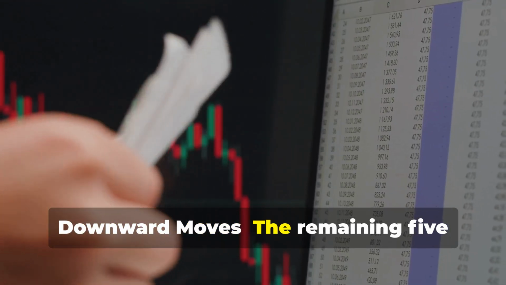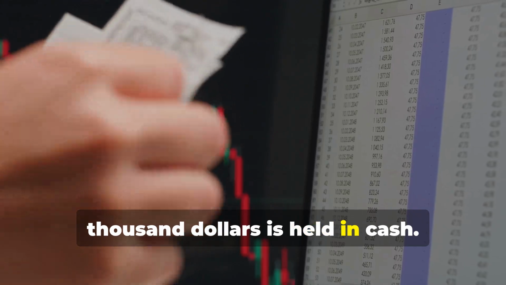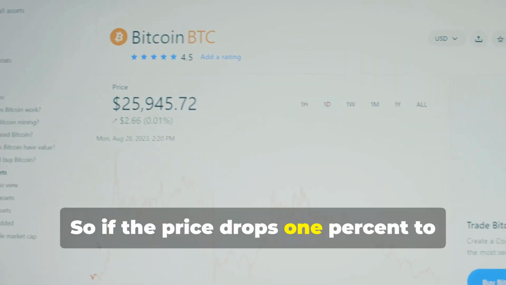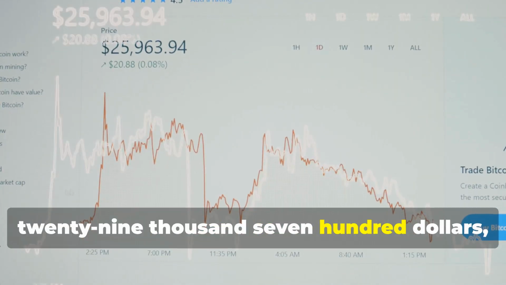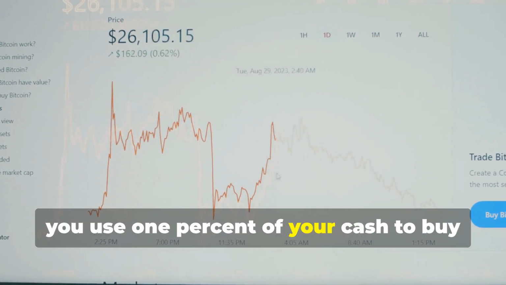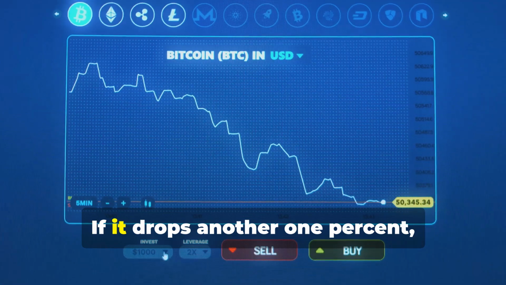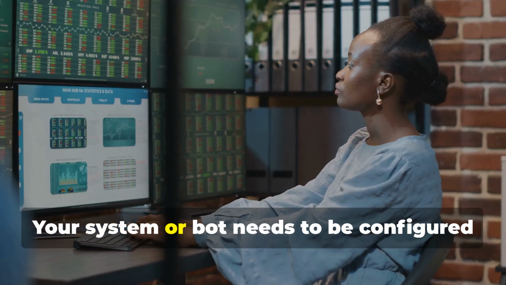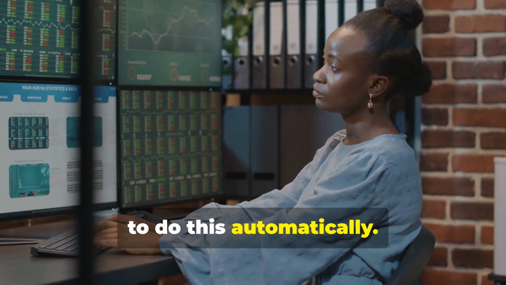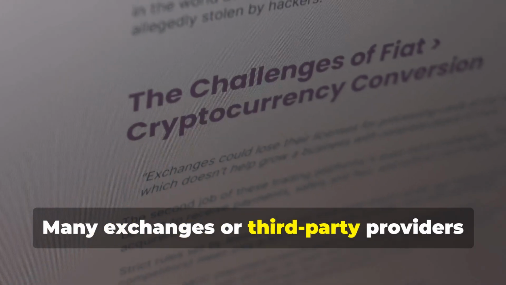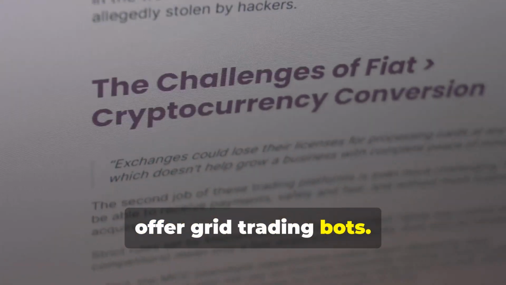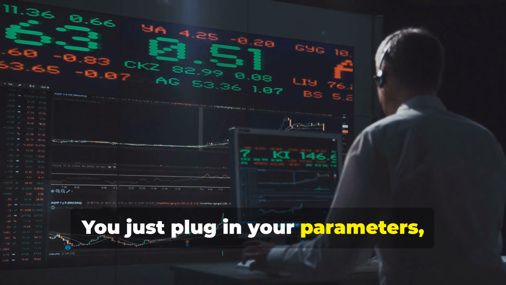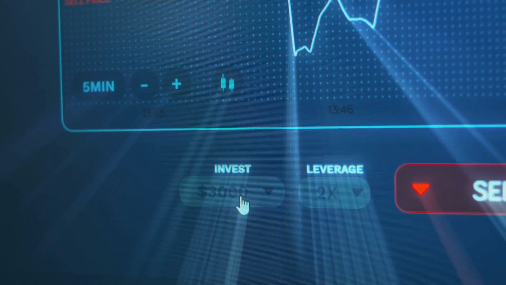Downward moves. The remaining $5,000 is held in cash. So if the price drops 1% to $29,700, you use 1% of your cash to buy more Bitcoin. If it drops another 1%, you buy another portion, etc. Your system or bot needs to be configured to do this automatically. Many exchanges or third-party providers offer grid trading bots. You just plug in your parameters and they handle the rest.